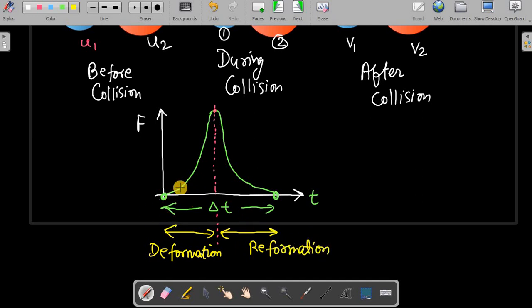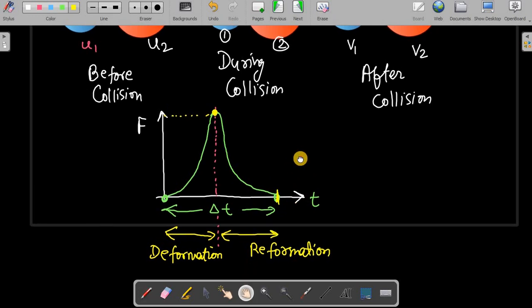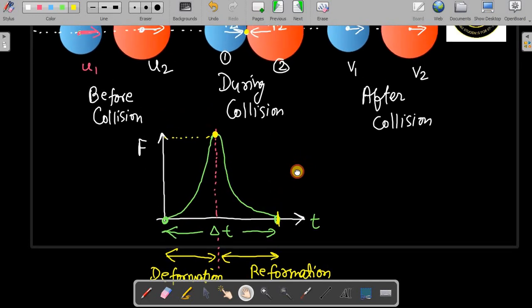So during the first half, they are compressing against each other, and the body is getting deformed at the contact point, right? And it gets deformed maximum up to this point, delta T by 2. After that, the force decreases and the body starts reforming its original shape, and then they separate gradually, and after delta T, they completely separate. Forces acting during deformation and reformation are both equal and opposite.